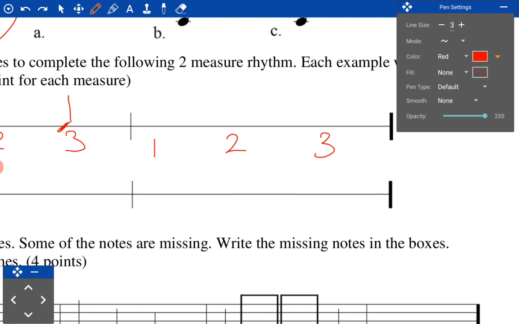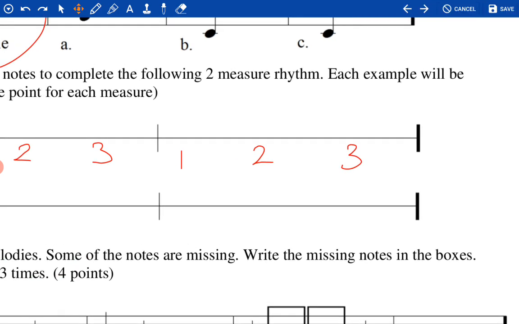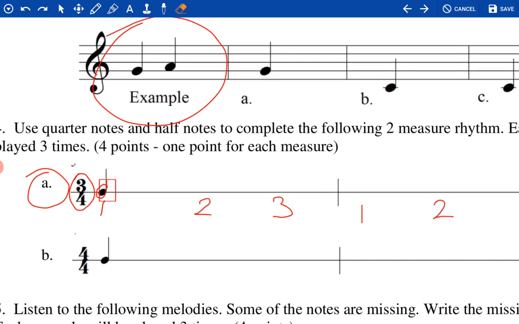Okay, let's try something different. Let's say that wasn't your rhythm. Well, there was something else. Okay, listen carefully again.